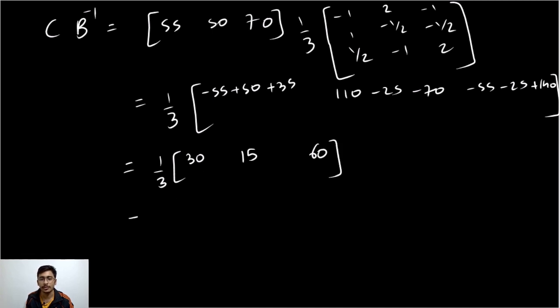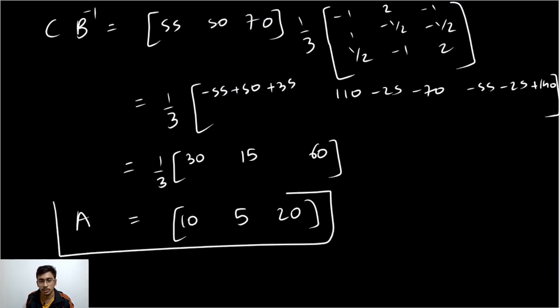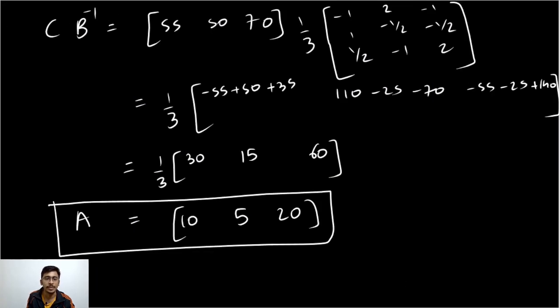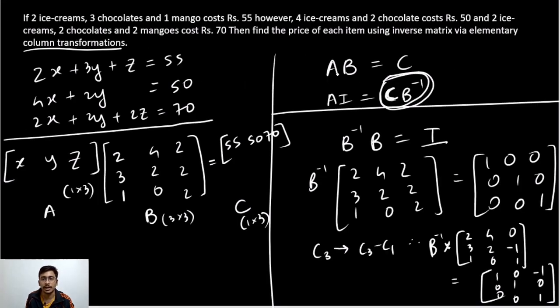So if I divide it by 1 by 3, what will I get? I'll get 10, 5 and 20. So this is what our A is. We went the very long way. We found out what B inverse was, and we multiplied that B inverse with C to finally get our A matrix.